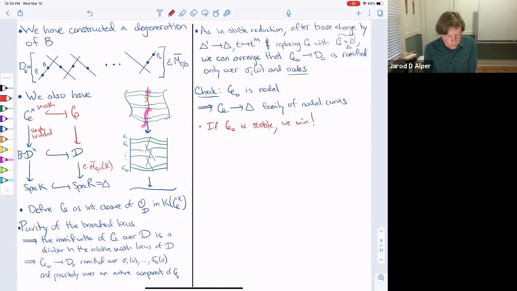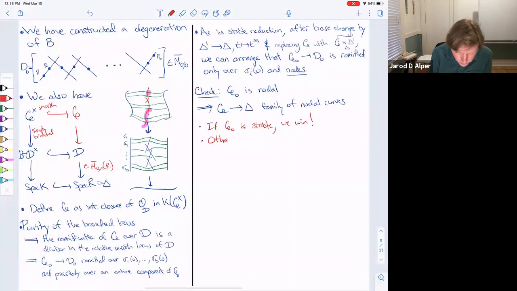Right, because if it's a stable curve, then because it maps to a union of a bunch of P1s, it cannot possibly be smooth, right? Because it would have to have multiple components, and they have to intersect at nodes. But otherwise, you can take the stable model.